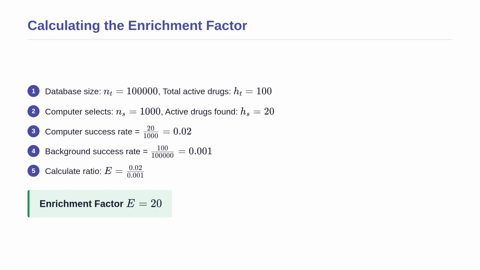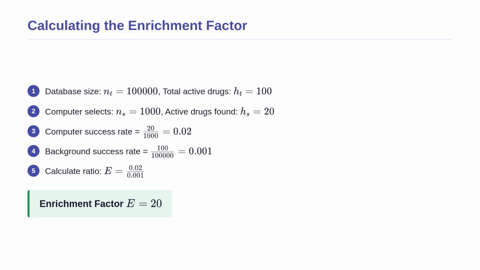Let us apply this formula to a real-world screening campaign. Suppose a pharmaceutical company has a database of 100,000 compounds. Hidden inside are exactly 100 active drugs. We run our virtual screening program, and it selects the top 1,000 best-scoring compounds. When we physically test these 1,000 in the lab, we find 20 active drugs.